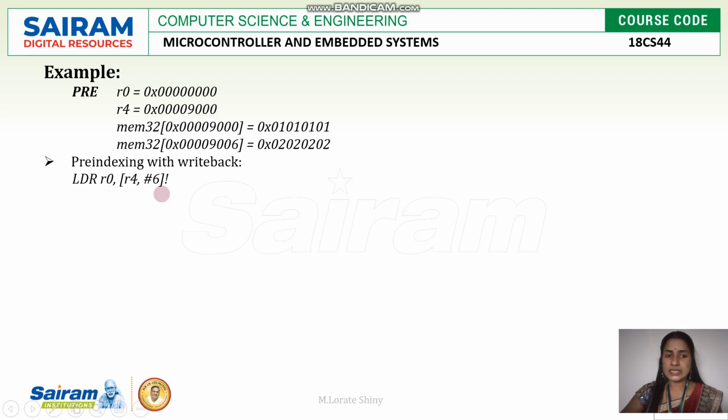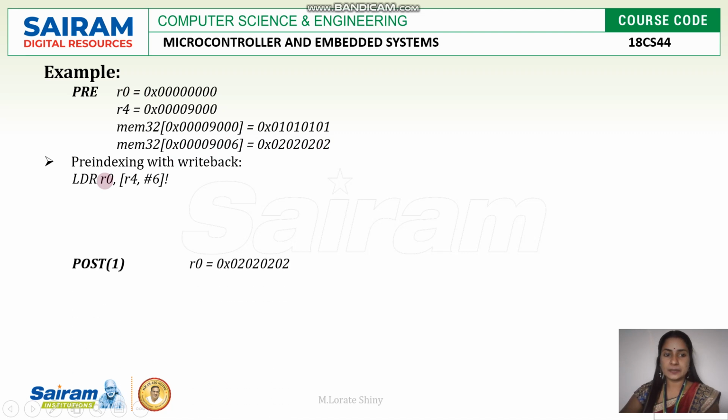Okay. Then for this instruction, first we need to find the memory. How to find the memory? We have to add the base register and 6. If we add the base register and 6, we will get 0x00009006. That is the memory. So 9006 is the memory. From that memory we have to move the data to the R0 register. So the processor will check the content of 9006. The 9006 content is 02020202. That will be moved to the R0 register.